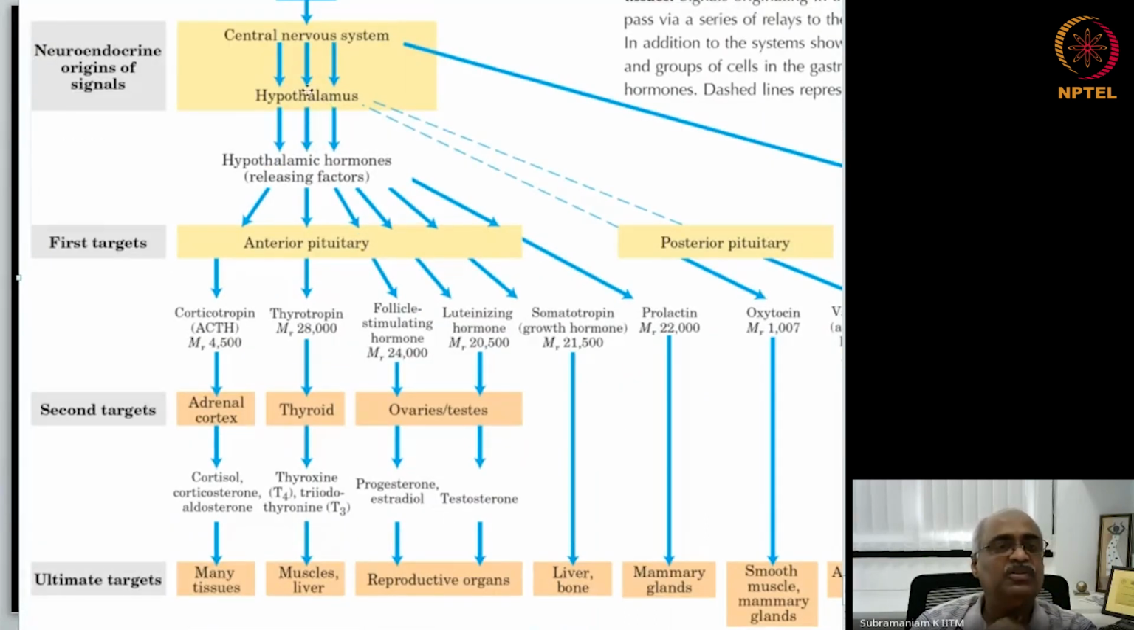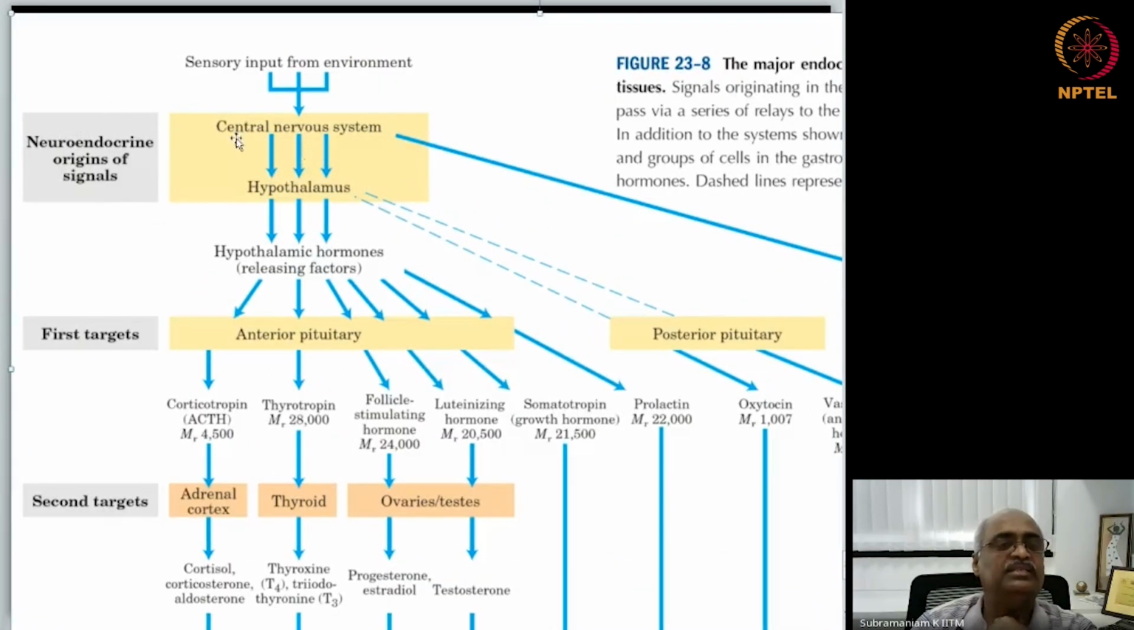And this hypothalamus is the one that integrates the neuronal signals to the endocrine signals. Sensory input from the environment sensed by the central nervous system activates the hypothalamus to release these hormones, that go and act on the pituitary, that produces the tropin hormones that act on the endocrine glands. So you have 1, 2, 3 steps in this hierarchy.